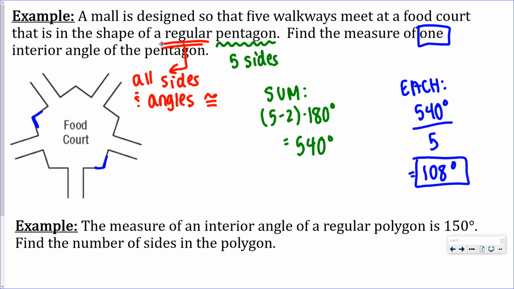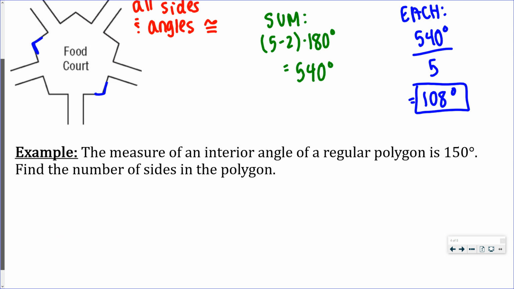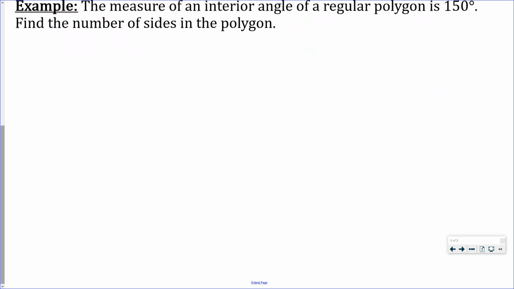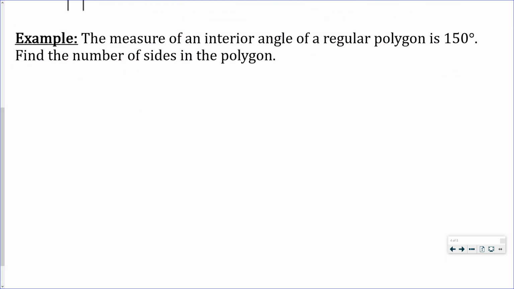Okay. The next problem is a little more difficult. It's kind of fun. Again, let's read it carefully. Look at the information given in this problem. It says the measure of an interior angle, so just one of them, of a regular polygon, I don't know what type of polygon, is 150. Find how many sides this polygon would have. All I know is that it's regular, meaning what? Yep, all sides and angles are the same.